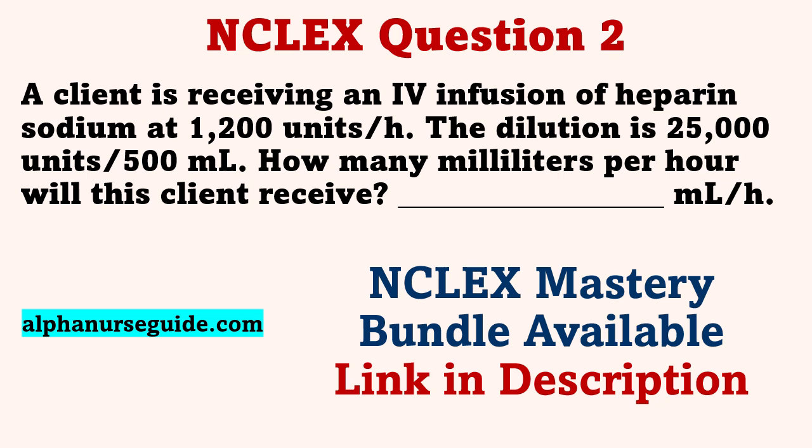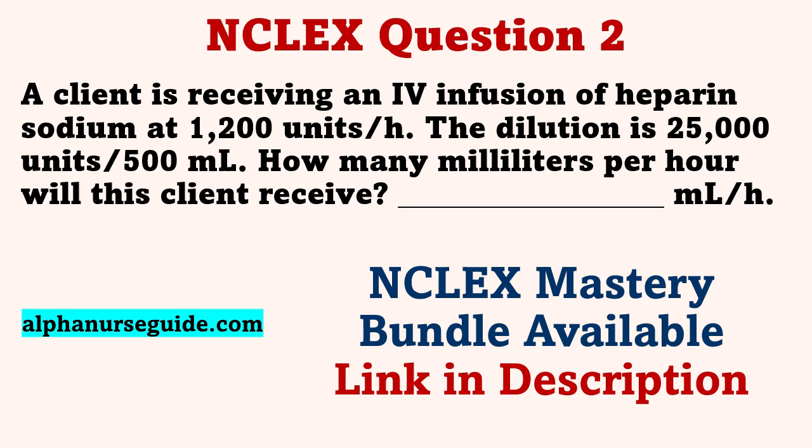To solve this problem, first, calculate how many units are in each milliliter of the medication. The question gives us 25,000 units per 500 milliliters. 25,000 units divided by 500 equals 50 units. 500 milliliters divided by 500 equals 1 milliliter. So it's 50 units per 1 milliliter.